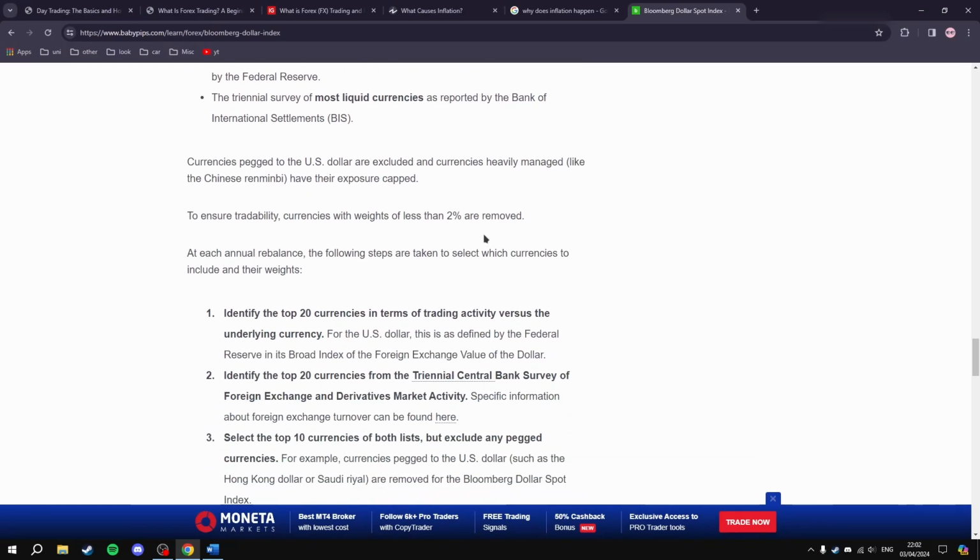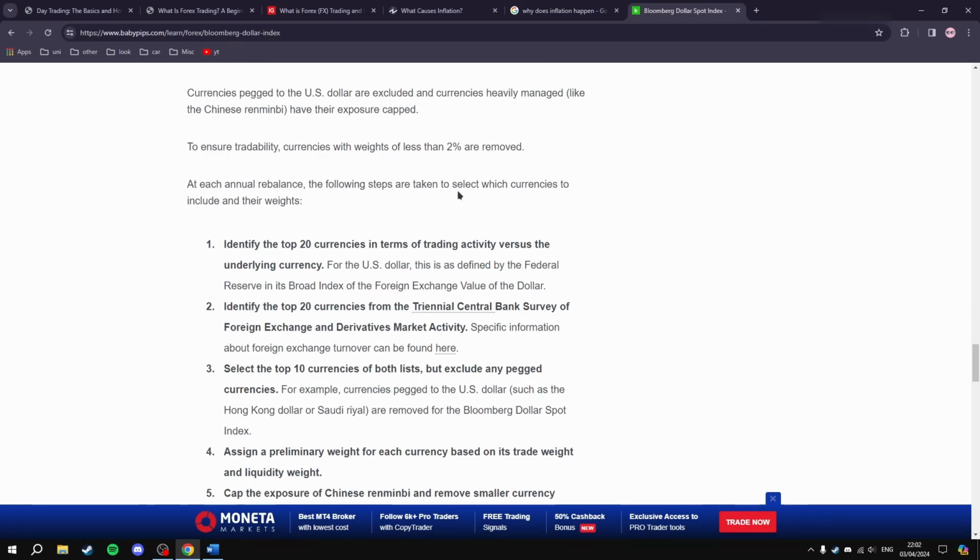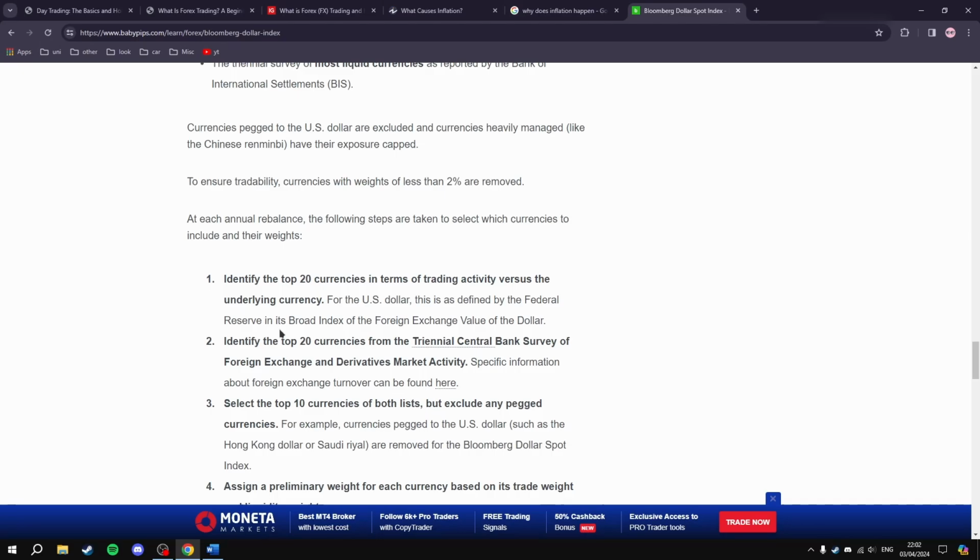Currencies pegged to the US dollar are excluded, and currencies heavily managed like the Chinese renminbi have their exposure capped. To ensure tradability, currencies with weights of less than 2% are removed.